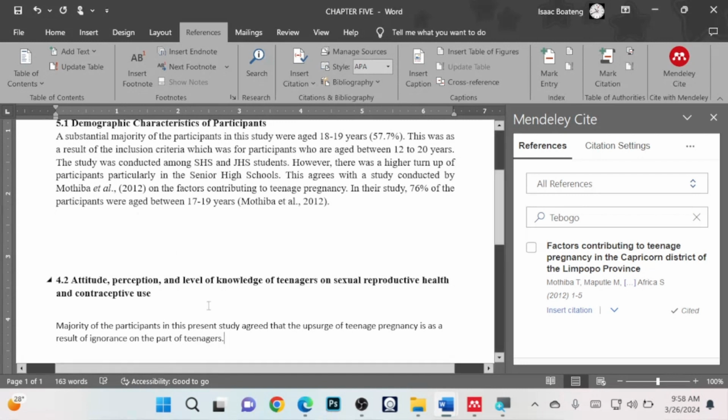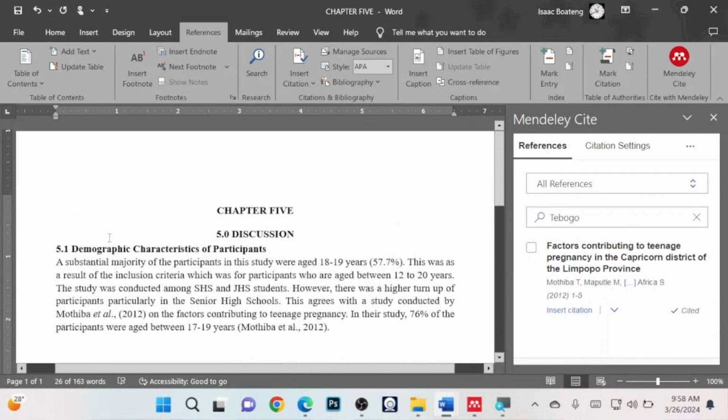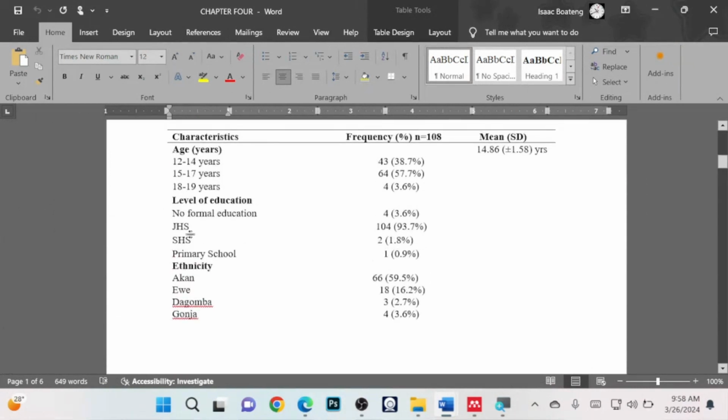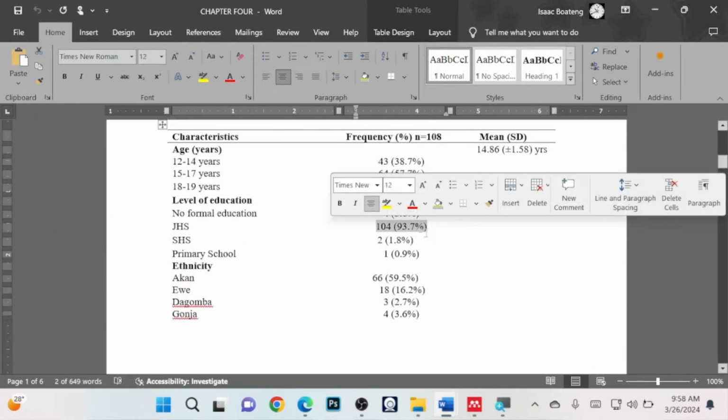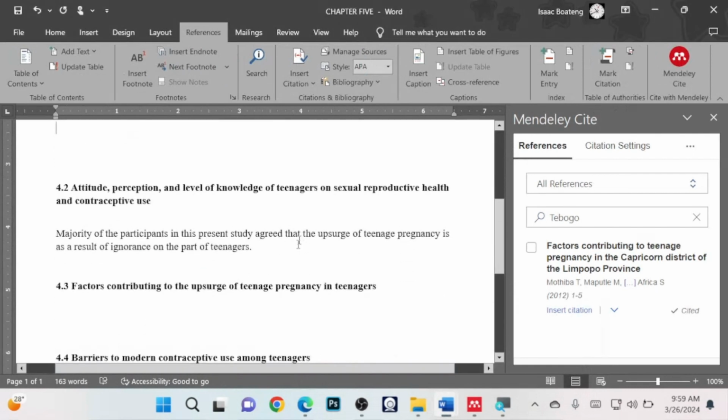Then I asked myself, why is it that most of them are talking about the fact that ignorance leads to teenage pregnancy? Now I could go back to look at their demographics again. I want to find a reason. I could go back and look at their demographic information again. Give a reason such as the place where the study is conducted is within a rural community where information about teenage pregnancy is not really talked about.